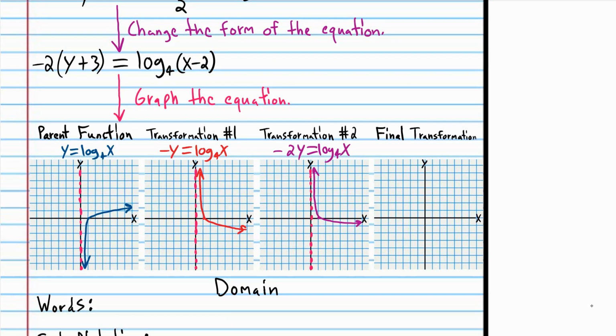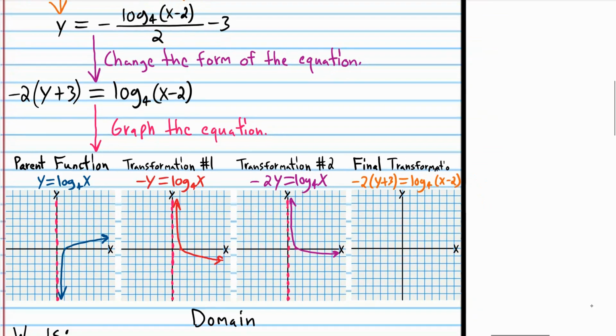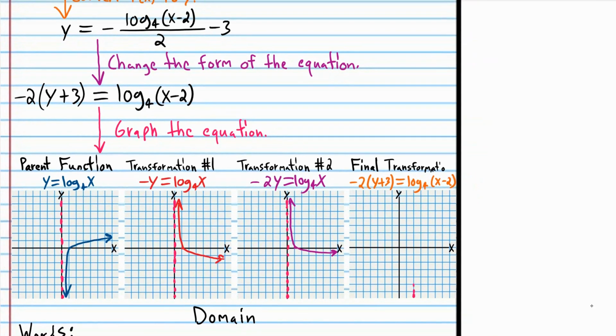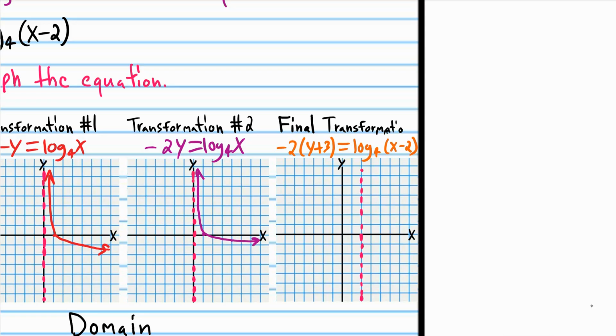So then we're going to translate. We're going to replace y with y plus 3. And we're going to replace x with x minus 2. So that's going to move the vertical asymptote 2 units to the right. And all the other points are going to move 2 units to the right and 3 units down. So here is our new graph.